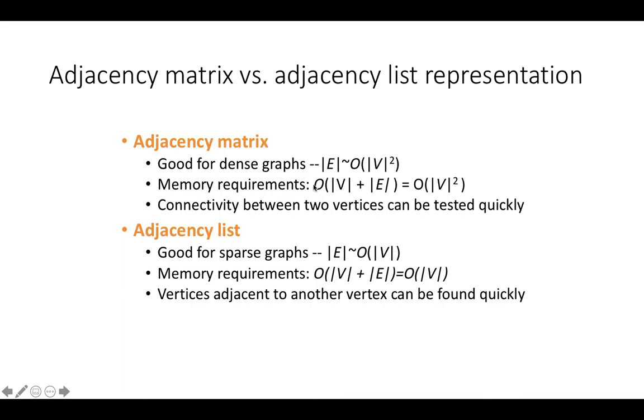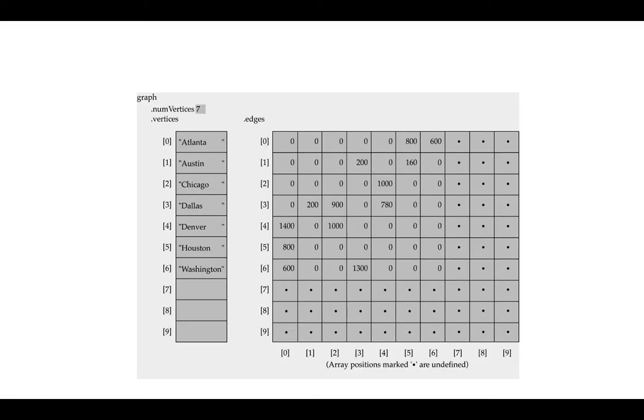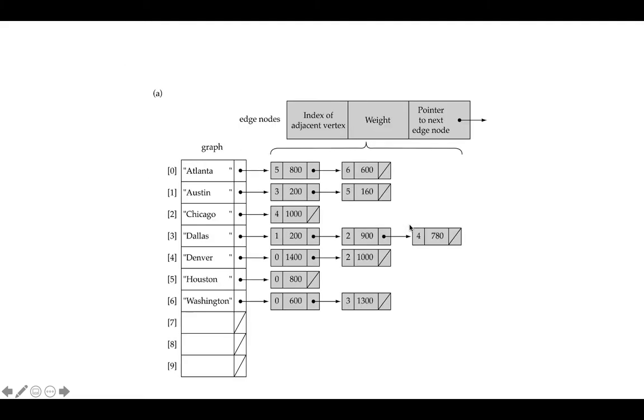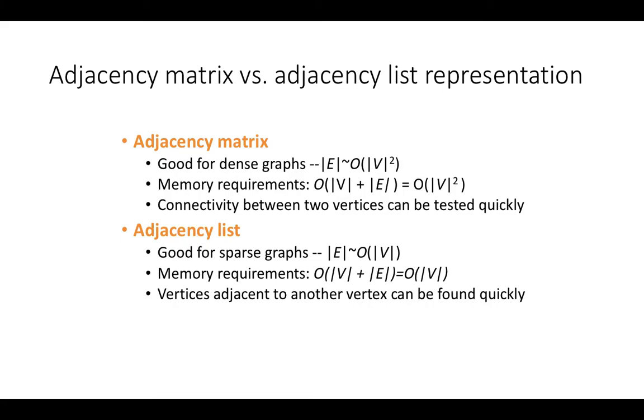The nice thing about the adjacency matrix is that we can test if two vertices are adjacent easily. For example, if I want to know whether Denver and Houston are adjacent, I just go to 5 and I see they are not adjacent. So with this, I know that there is no link between Denver and Houston. So this is the nice thing about the adjacency matrix.